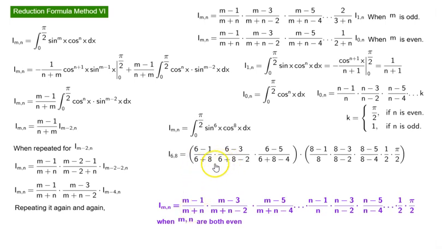6 minus 1 by 6 plus 8 times 6 minus 3 by 6 plus 8 minus 2 times 6 minus 5 by 6 plus 8 minus 4 and so on. And then 8 minus 1 by 8, 8 minus 3 by 8 minus 2, 8 minus 5 by 8 minus 4 times 1 by 2 times pi by 2. If we evaluate this, we get 5 pi by 4096. So that was an example of a definite integral with concrete values for m and n.